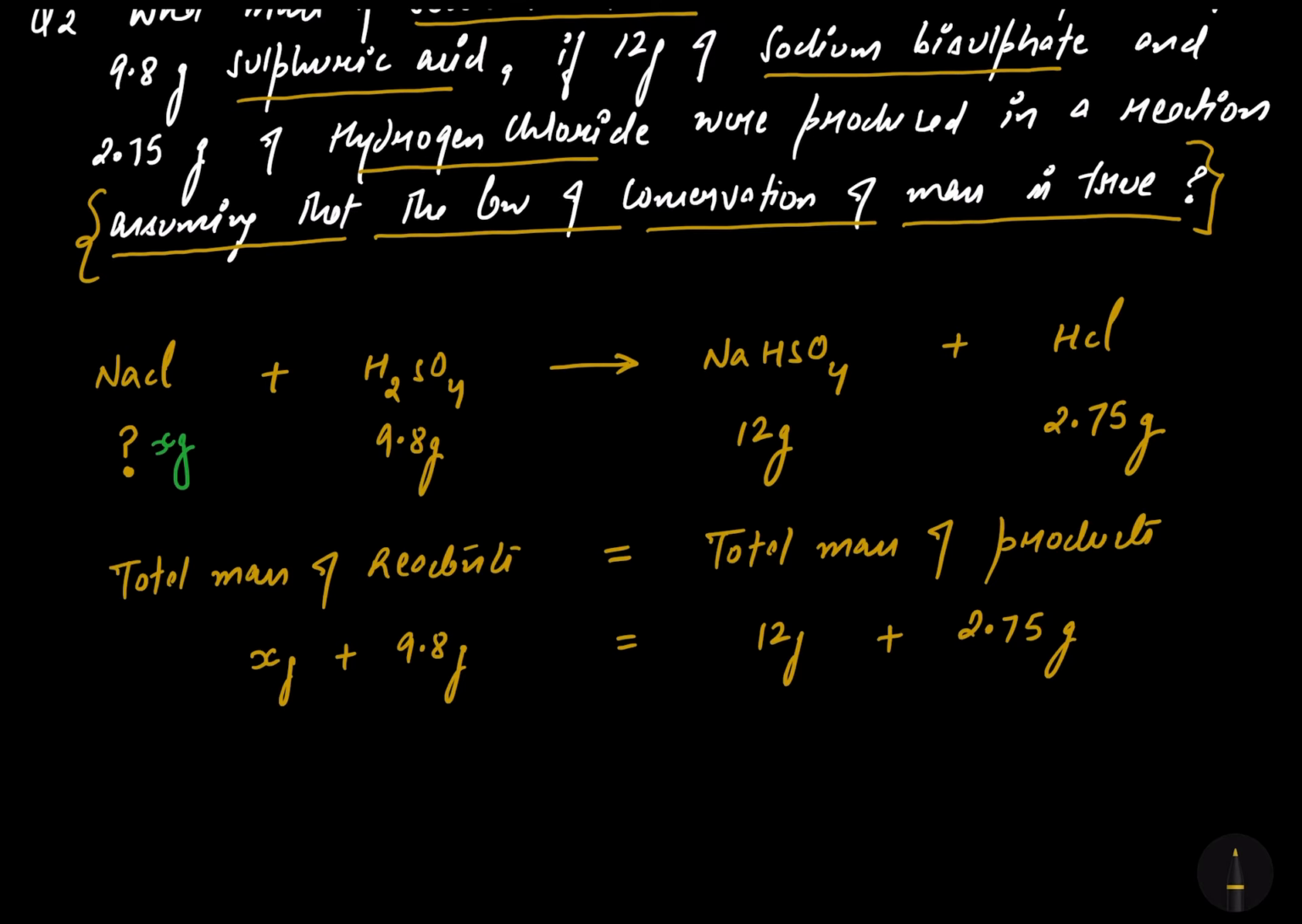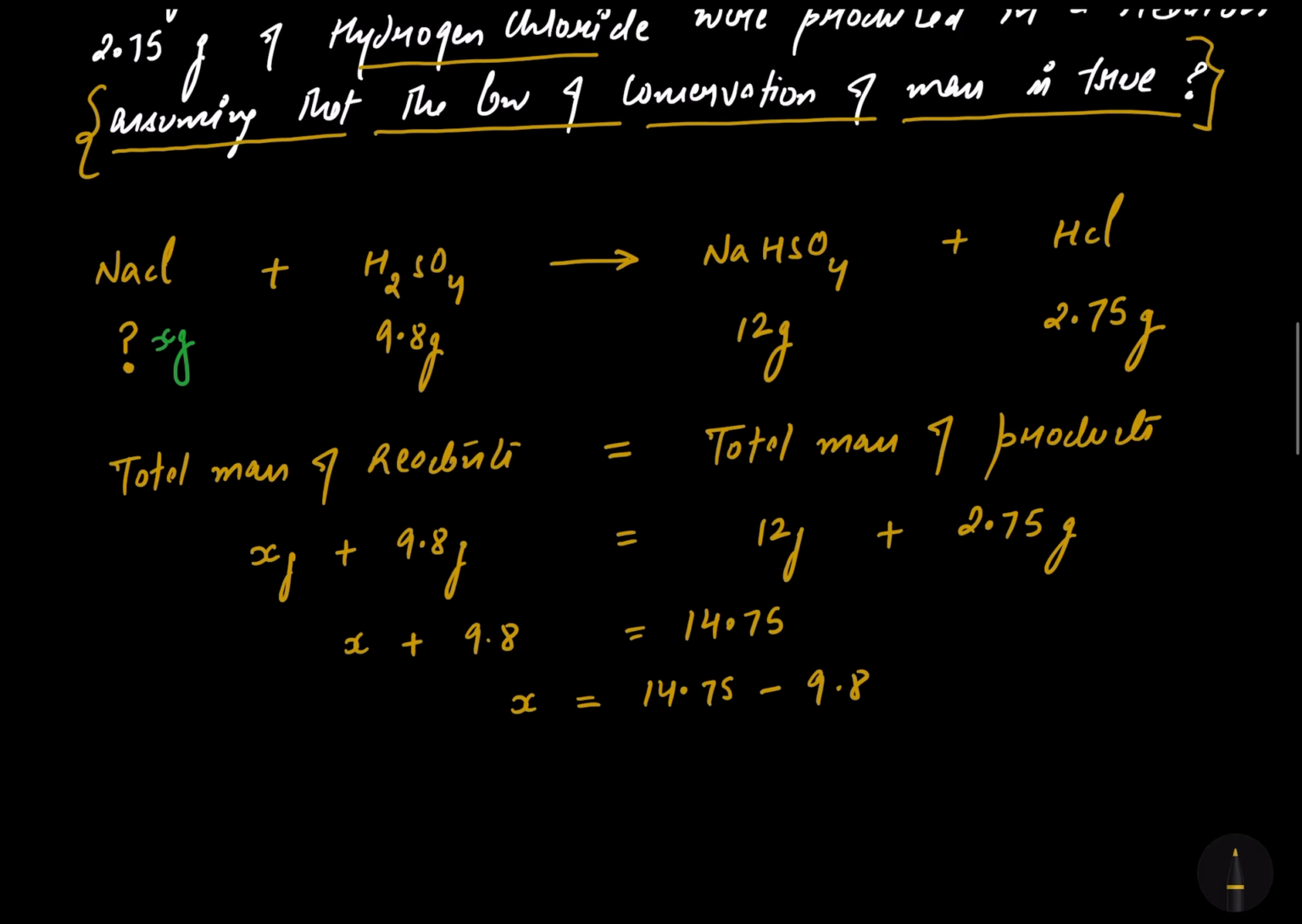So my x comes out to be 12 plus 2.75. This thing comes out to be 14.75. x plus 9.8, so my x comes out to be 14.75 minus 9.8. It comes out to be 4.95 grams. So that's the mass of NaCl that was required.